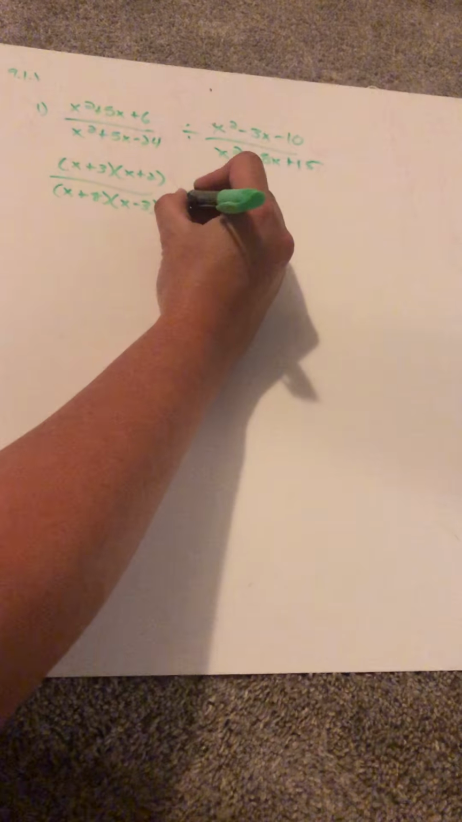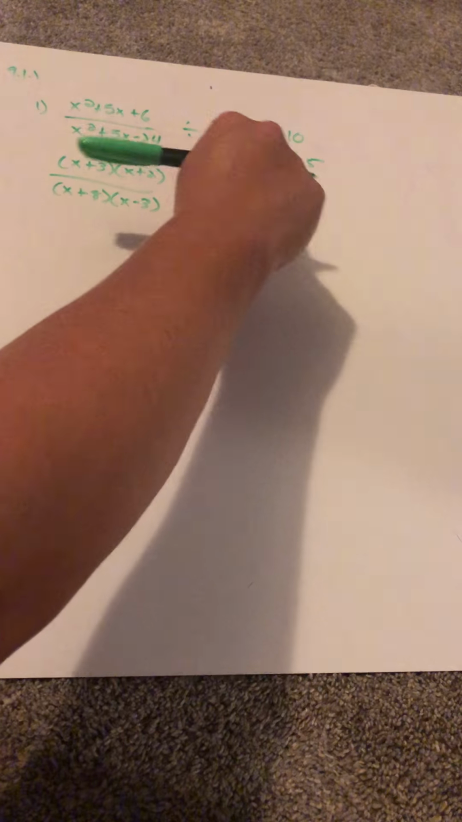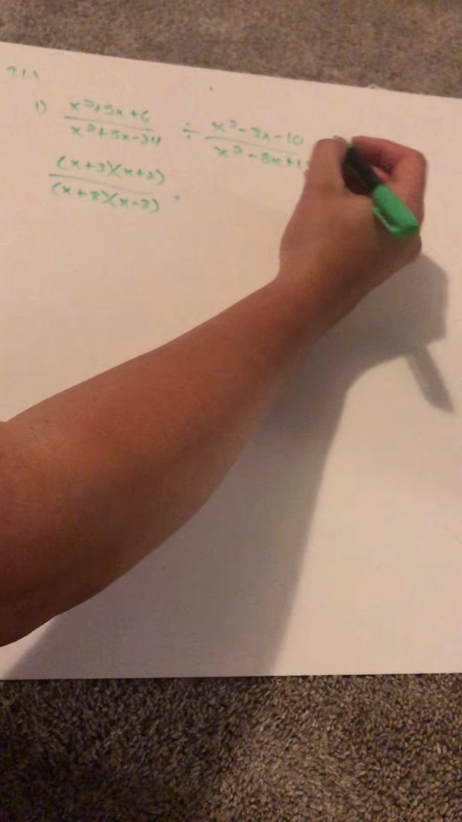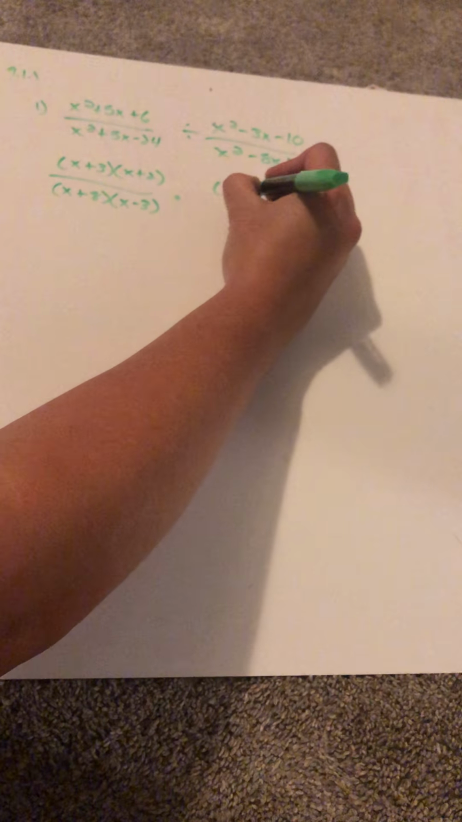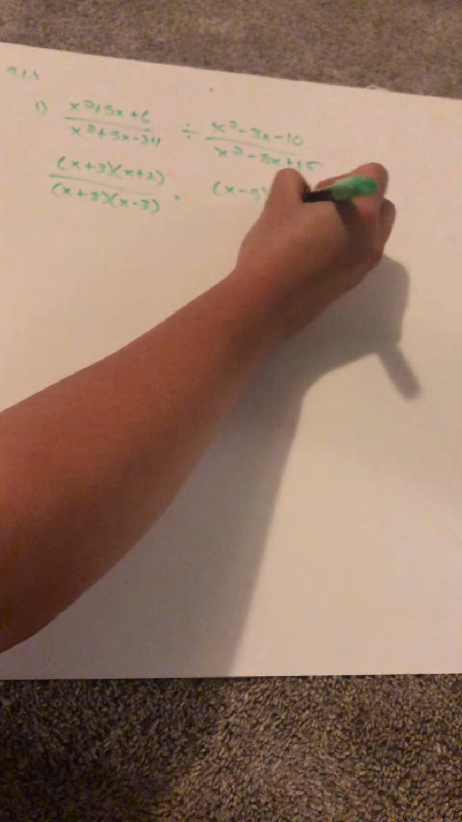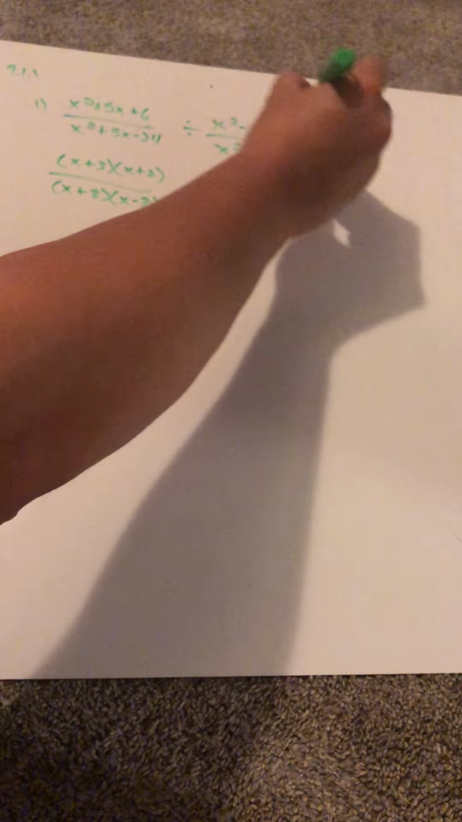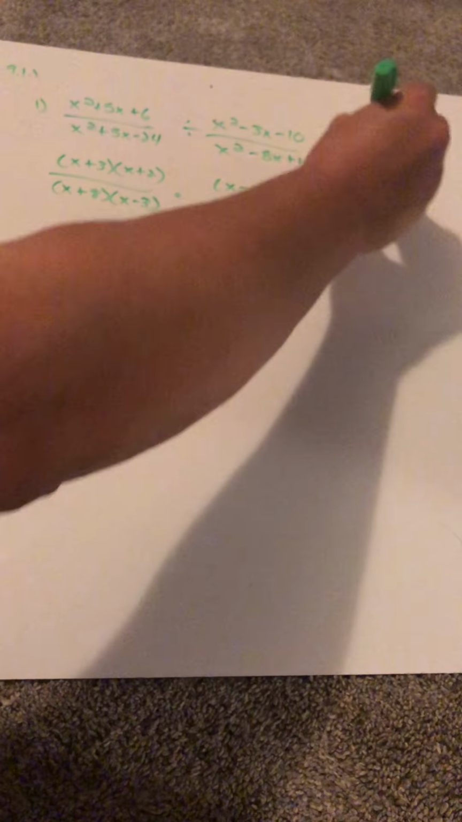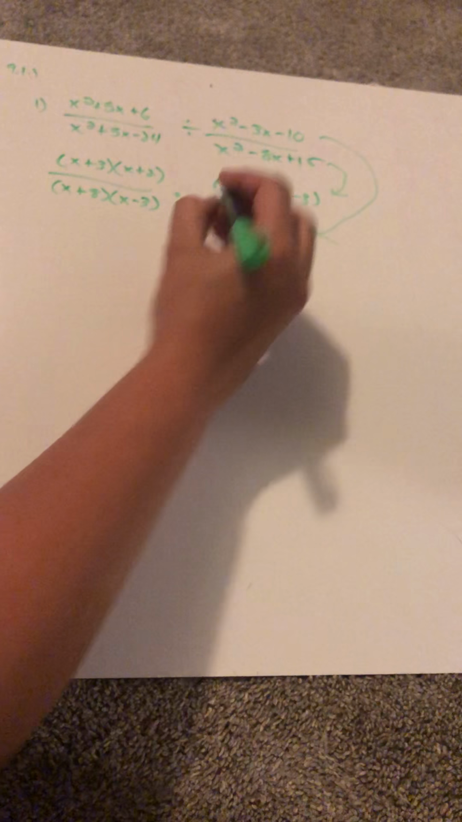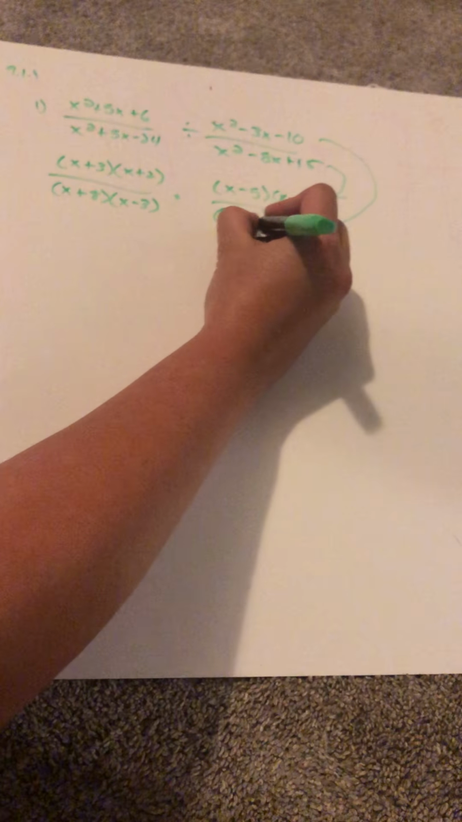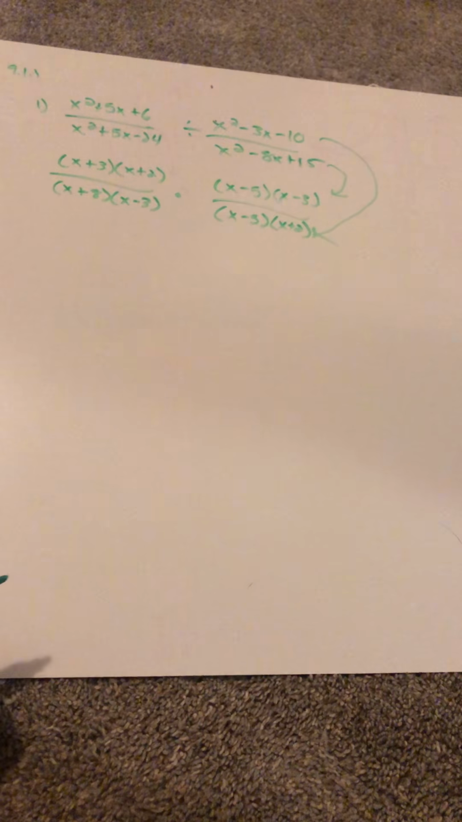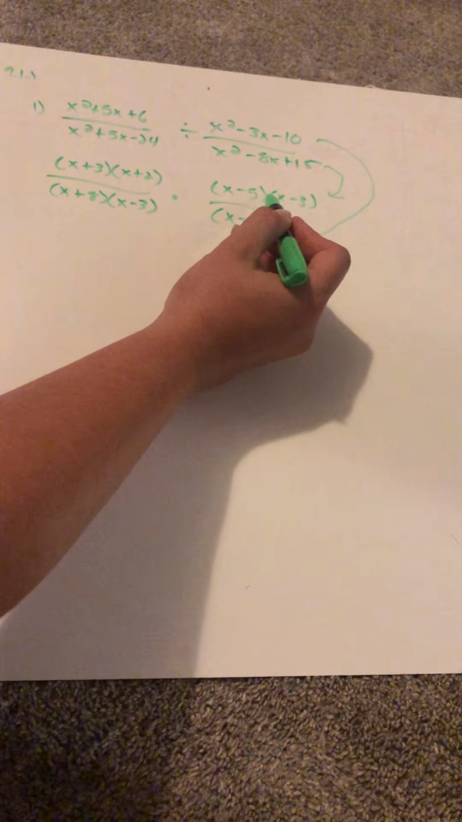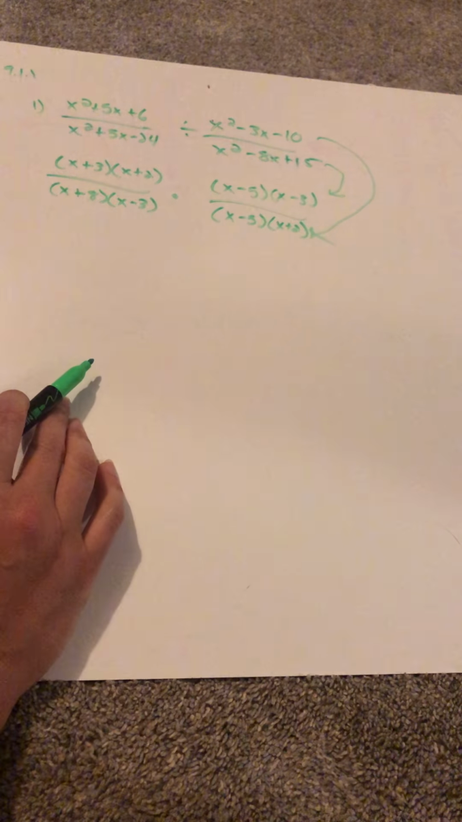And then we're going to change this to multiplication. So the top right here is going to be this one right here. This factors to x minus 5, x minus 3. And now this one, that's this one, and this one's going to go to the bottom, which is going to be x minus 5, x plus 2. So we kind of did two things at once. We factored and we flipped this bottom fraction. So the bottom became the top and the top went to the bottom.